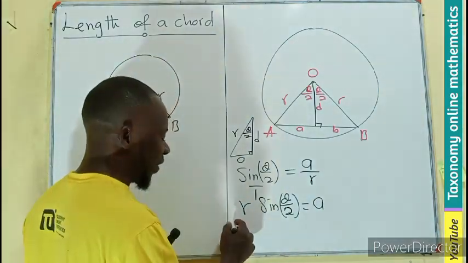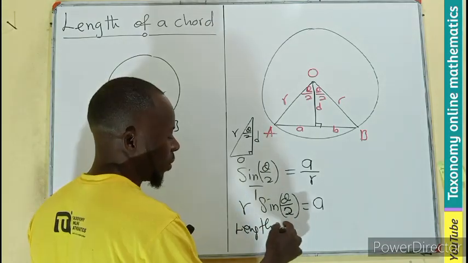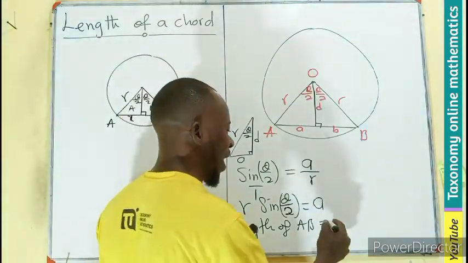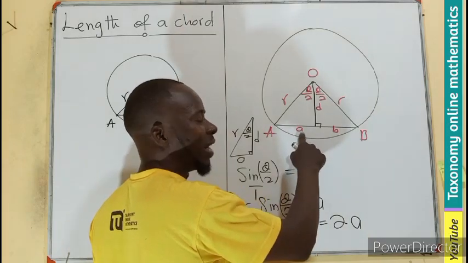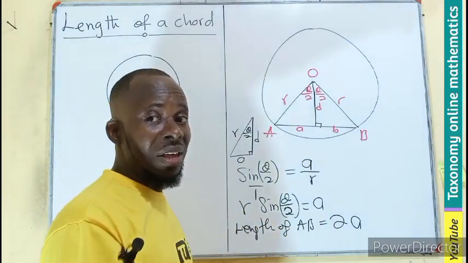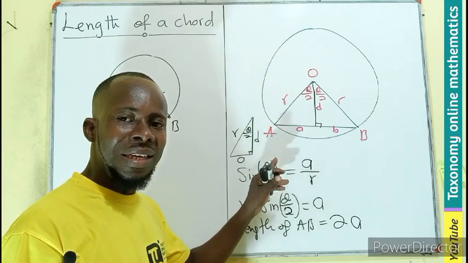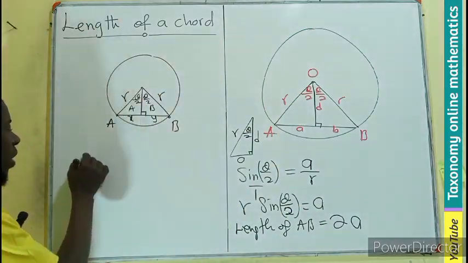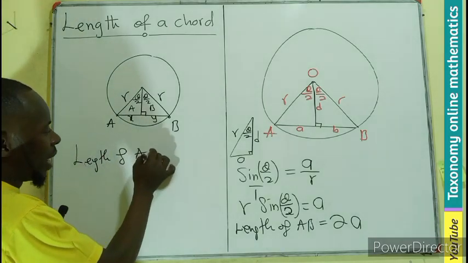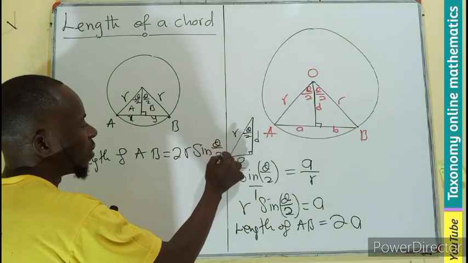So now the length of AB, which is the chord, is going to be 2 times A, right? 2 times A, because the A is the same as the B. So if this is 4, 4 plus 4 gives us the same value. So A times 2. And what is the A? A is R sine theta over 2. Therefore, the length of our AB is going to be 2 times R sine theta over 2.